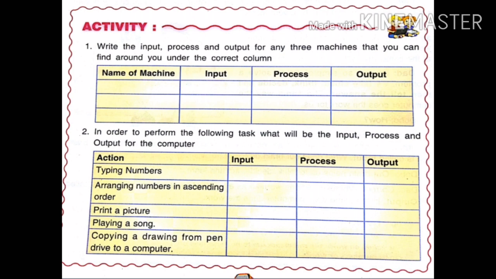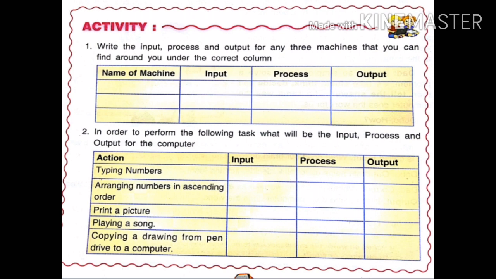Arranging numbers in ascending order. As input we need some numbers. Process, we have to arrange them, and output, numbers arranged in ascending order. Print a picture. As an input we need a picture in a pen drive or something like that. Process, we send it to the printer, and output, a printed picture.